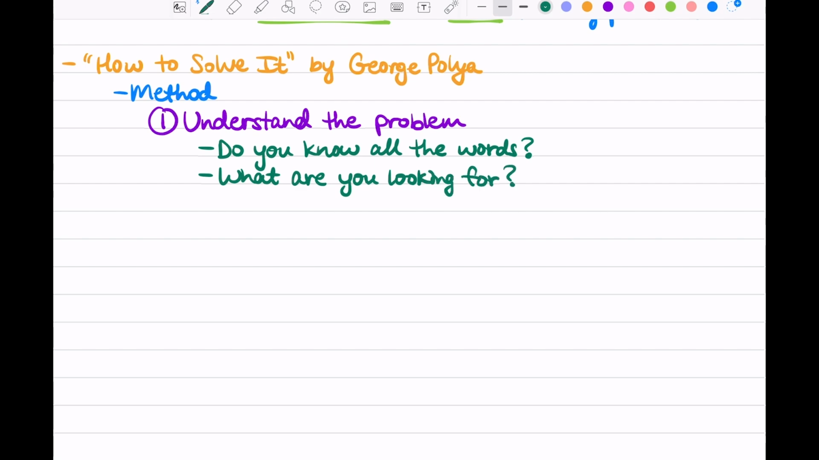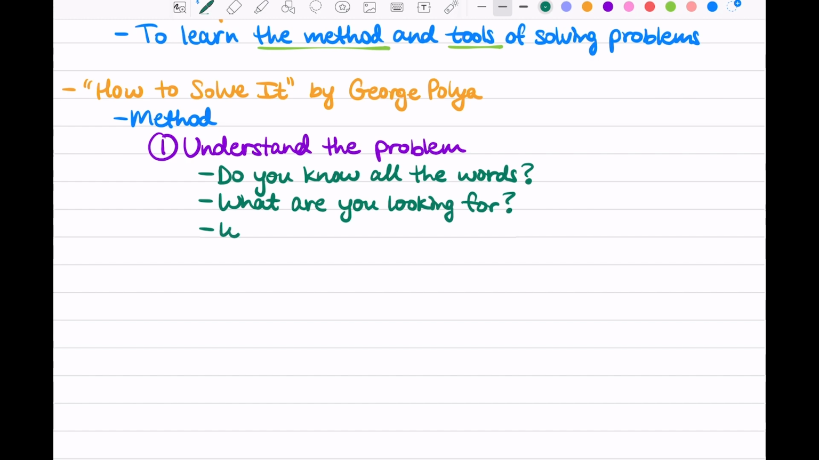Some of these word problems might show up as a paragraph of information, and you need to figure out what exactly do they want? What are you being asked to find? Then you want to ask, what information are you given? What are you being told about the real world situation? And finally, what requirements are given?